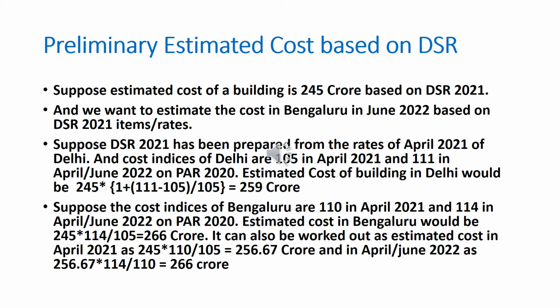Suppose the preliminary estimate cost has been worked out based on schedule of rates, and we know that the schedule of rate is prepared in India by CPWD, which is applicable all over the country. So suppose the estimated cost of a building is 245 crores based on Delhi schedule of rate or DSR 2021, and we want to estimate the cost in Bangalore in June 2022 based on DSR 2021 items and rates.